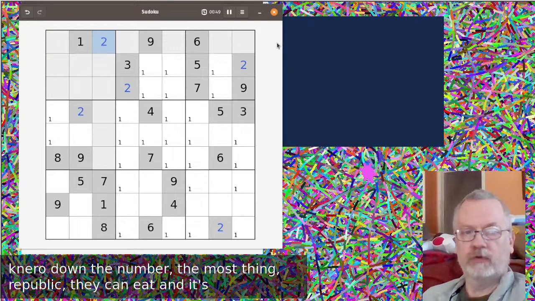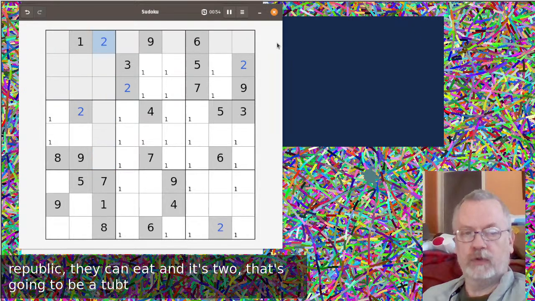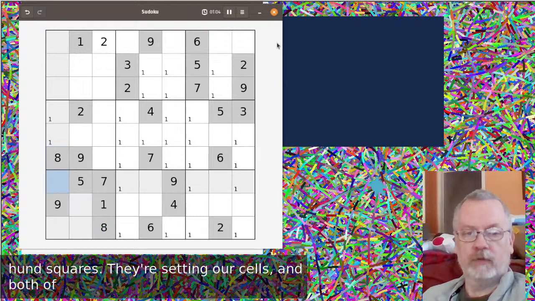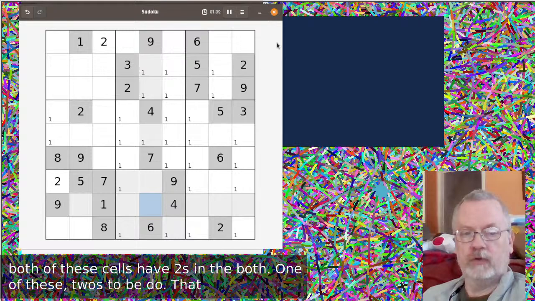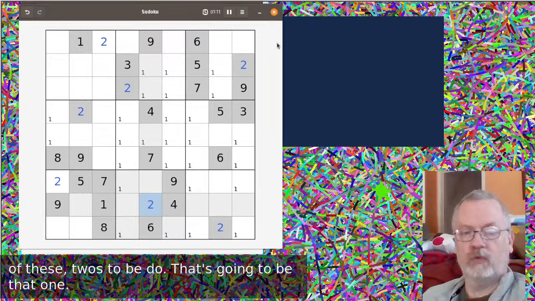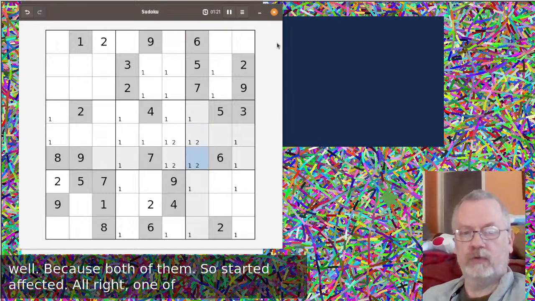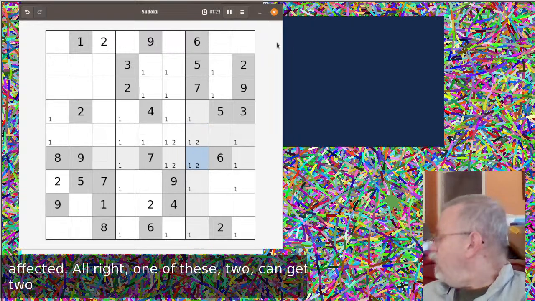Now the 2s. This one's going to be a 2 because the row itself can only have a 2 in one of these 3 cells, and both of these cells have 2s in the row with them. One of these 2 is going to be a 2. That's going to be that one, and then this one here is going to be a 2 as well because both cells are affected. All right, one of these 2 can be a 2, and then one of these 2 can be.